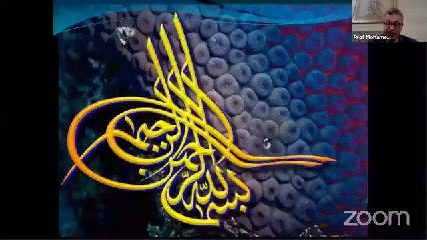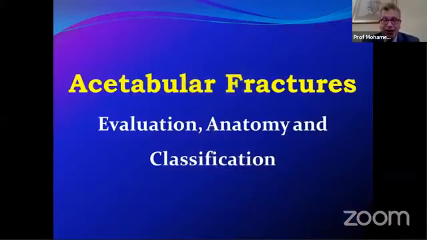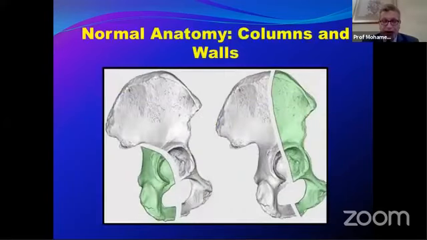Tonight, inshallah, I will speak about the acetabular fracture: evaluation, anatomy, and classification.